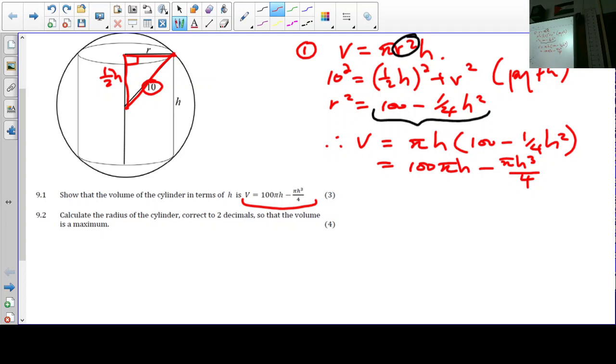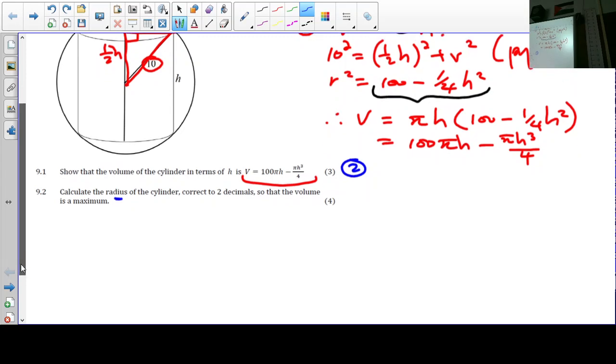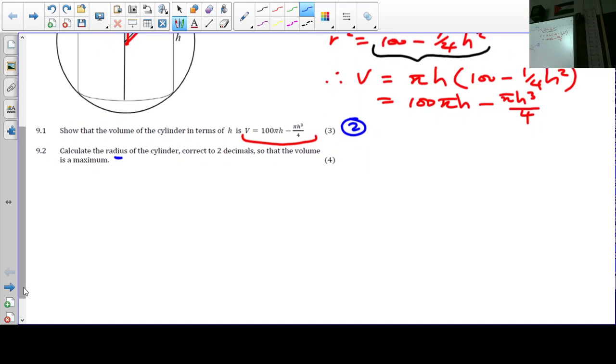Okay, let's look at question 2. Let's go blue. In question 2, we are told to calculate the radius of the cylinder, correct to 2 decimal places, so that the volume is a maximum. Many times this is the catch. To get the volume or the area or the equation out, that at times could be a problem. But 9.2 should never be a problem. Everybody should pick up this question, because your 9.2 is dependent on the previous answer that you've calculated.